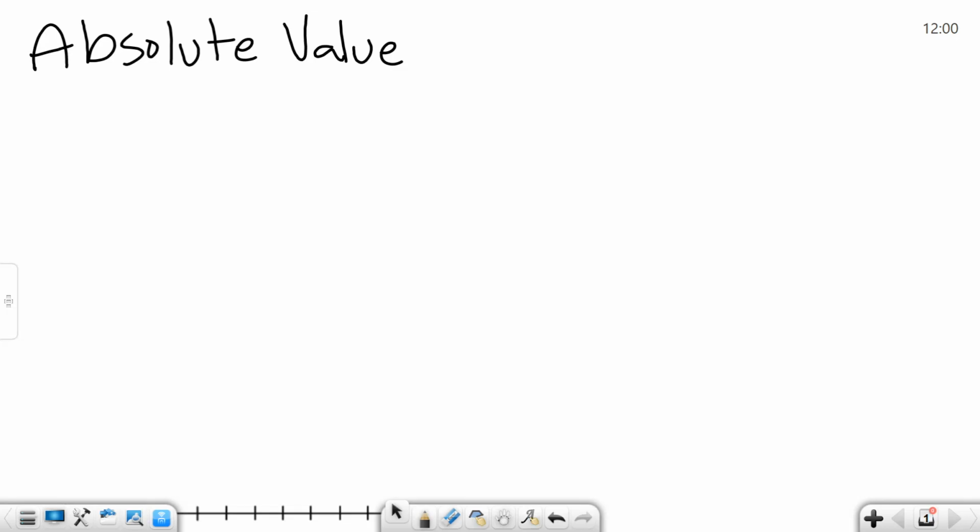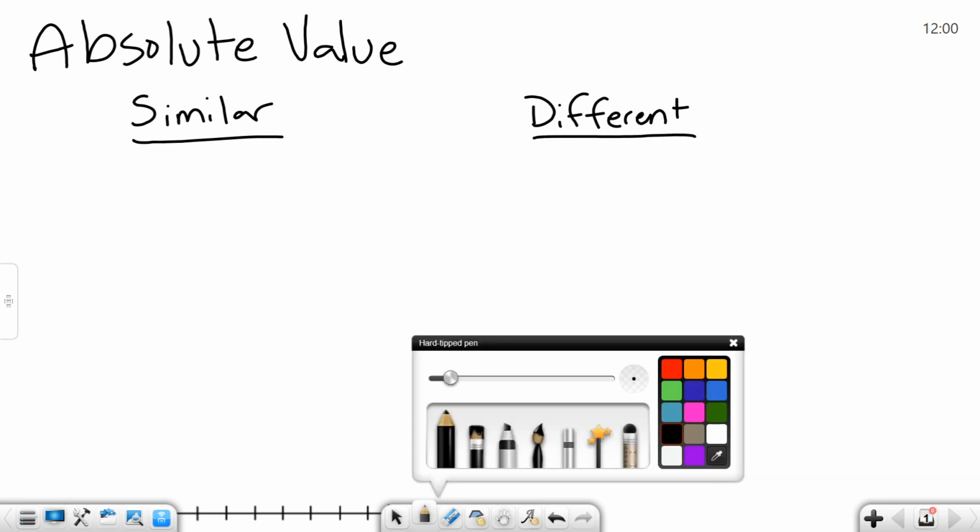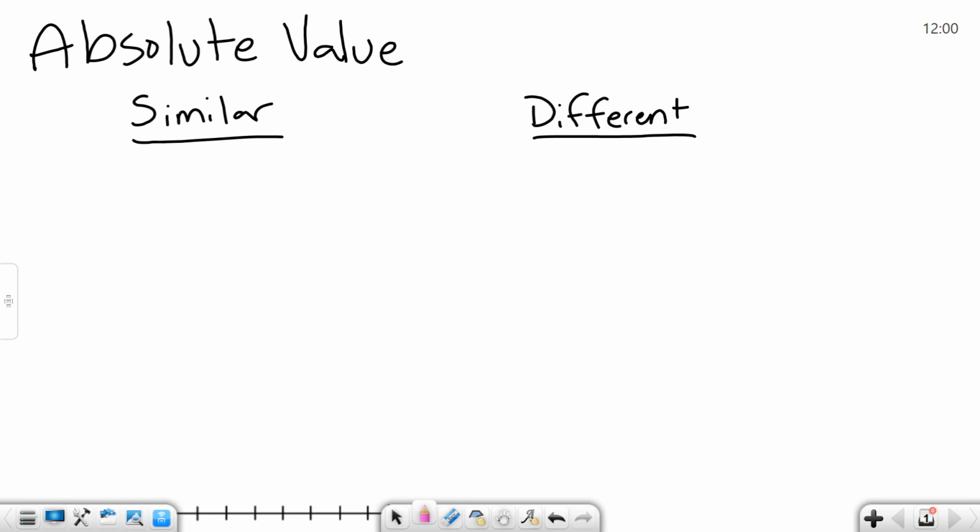This is General Math, video 2 on absolute value. What is similar between these two values? And while we're at it, we might as well look at what's different between them as well. The numbers that I want you to think about are negative 14 and 14. Go ahead and pause the video. Maybe write down in your notebook some things that you notice that are similar and some things that are different.